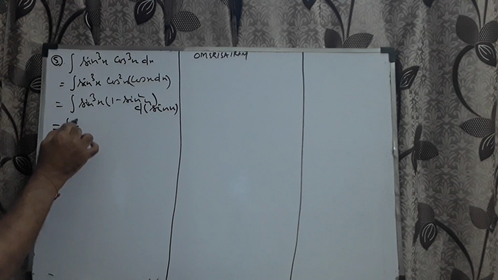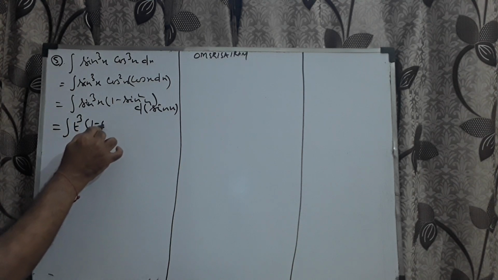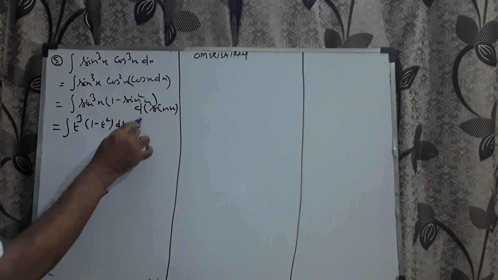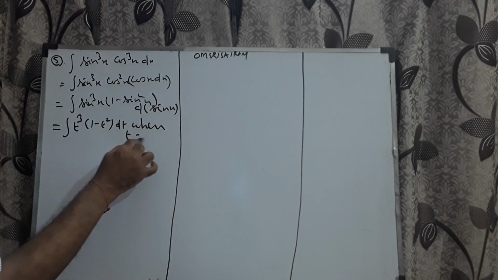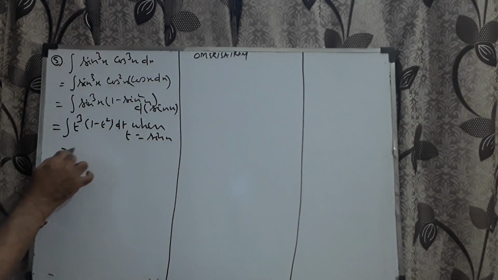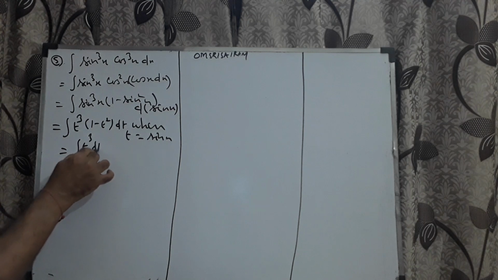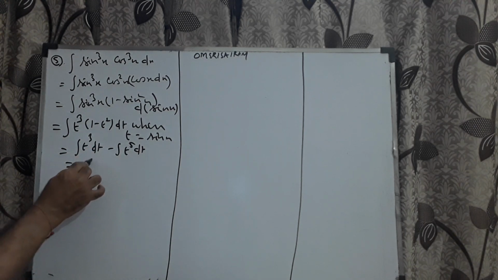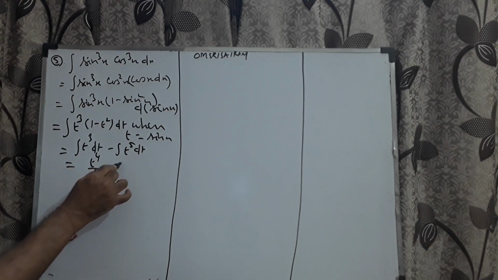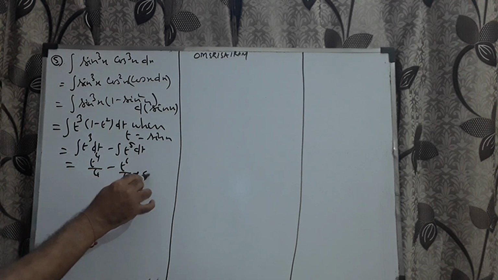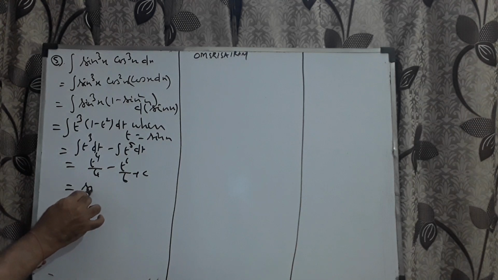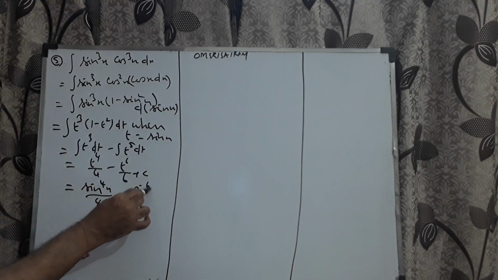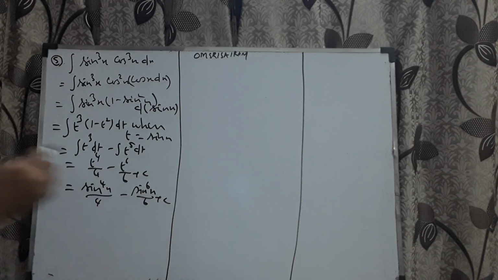Now I can very well write this as t cube into 1 minus t square dt, where my t is sin x. Therefore this becomes integral t cube dt minus integral t power 5 dt, which is t power 4 by 4 minus t power 6 by 6 plus c, which is anyway sin power 4x by 4 minus sin power 6x by 6 plus c.